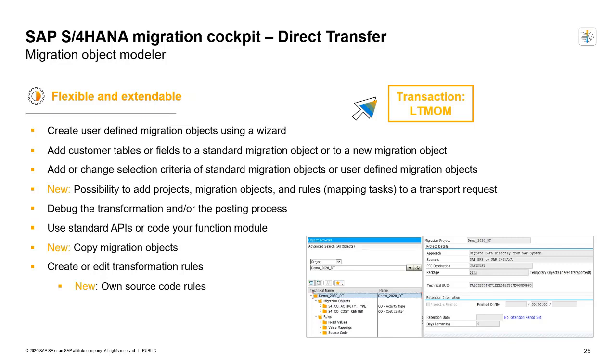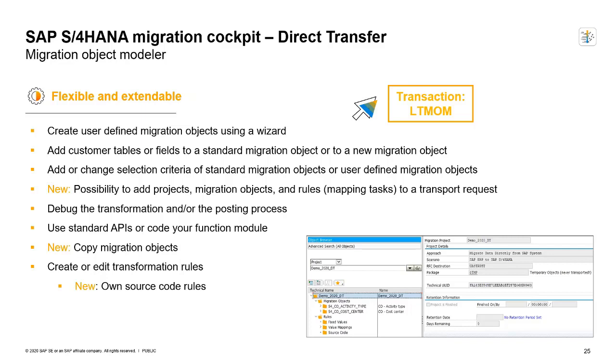You can also add or change selection criteria of the standard object or your newly created user-defined migration object. You can also add projects, migration objects, and rules to a transport request. This is new with the migration object modeler. You can debug the transformation and the posting process. Of course, you can use the standard APIs, or you should use standard APIs, or code your own function module.